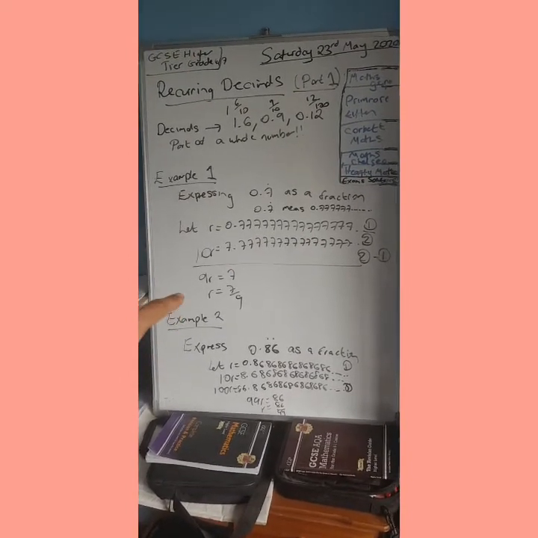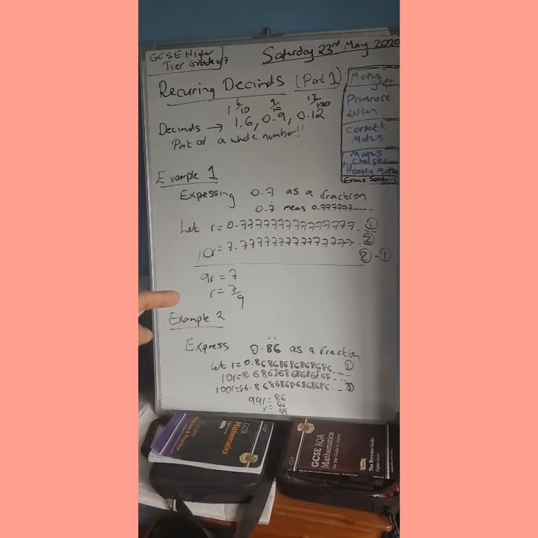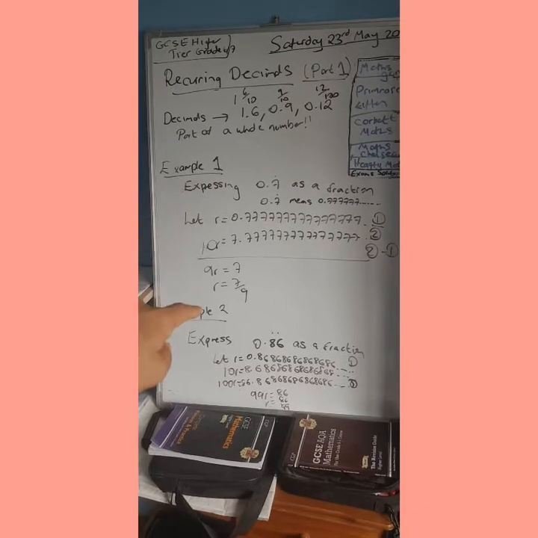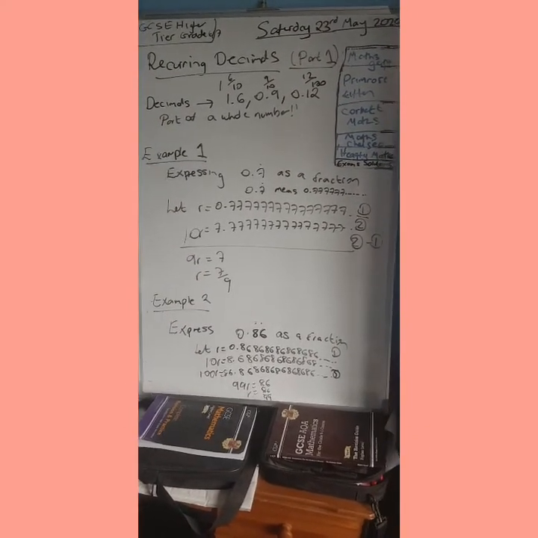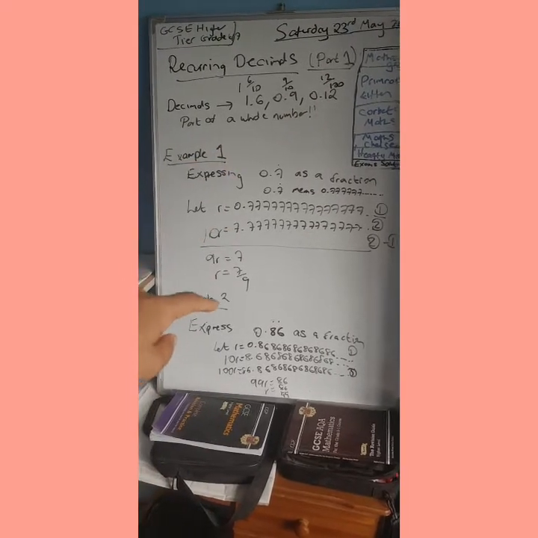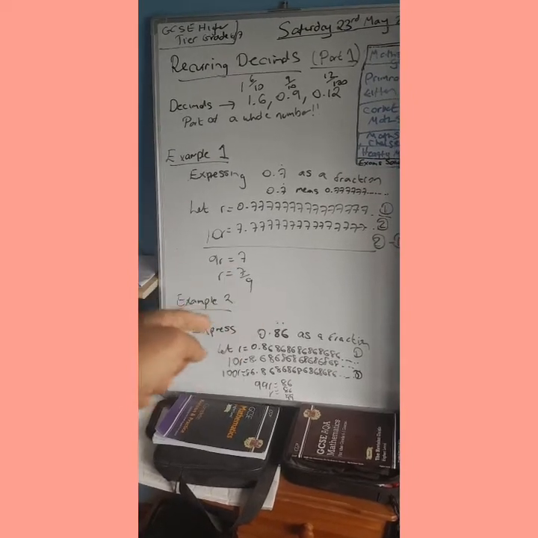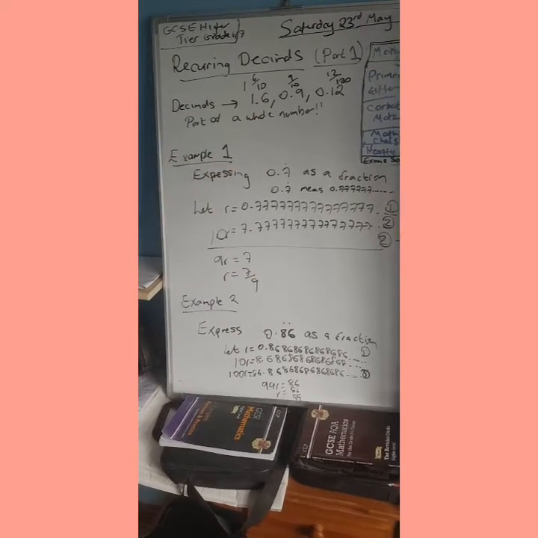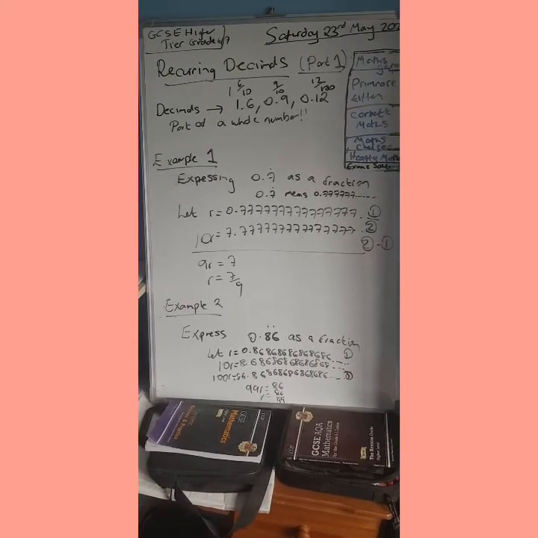9R means 9 times R, so the opposite of multiplying by 9 is to divide by 9. So I get R is equal to 7 over 9. So my fraction would be 7 over 9 for this recurring decimal. You can check your answer by tapping that into your calculator to see if you get 0.7 recurring as your answer. But that is how you'd work that out.